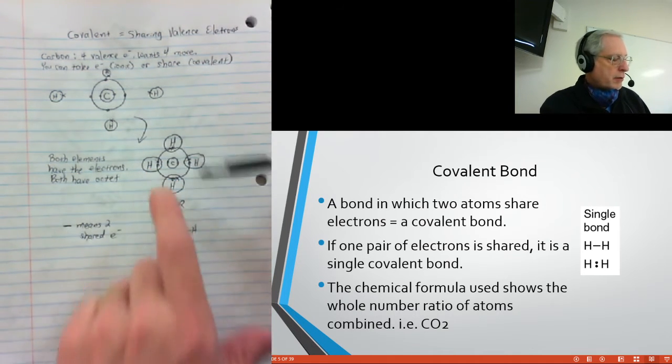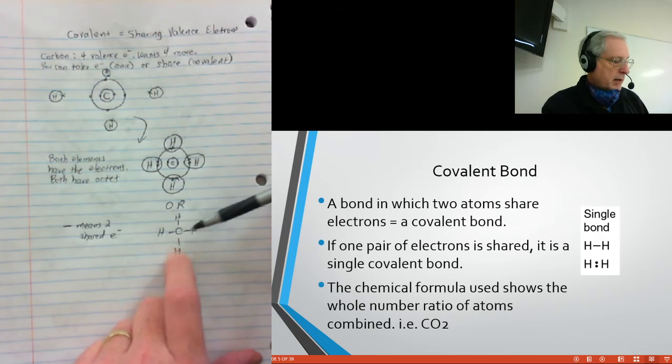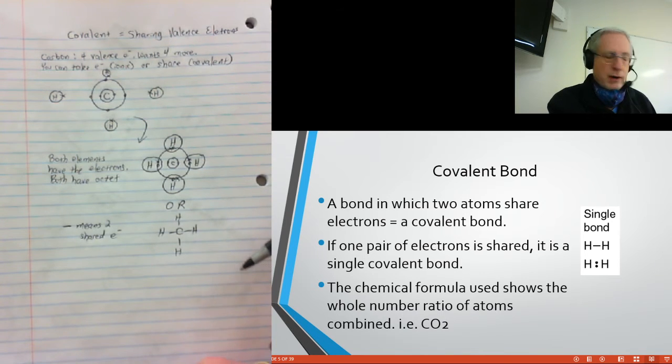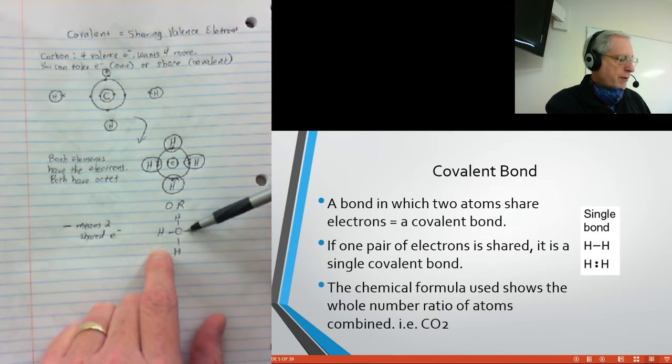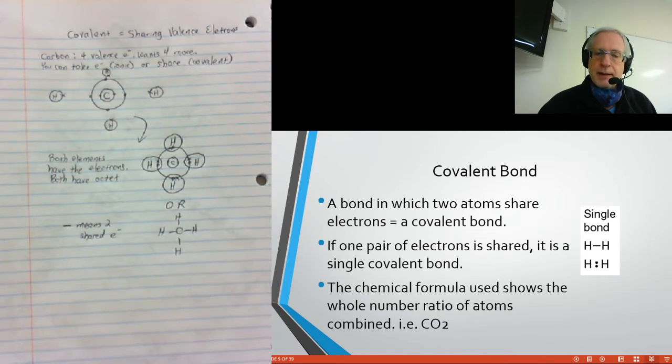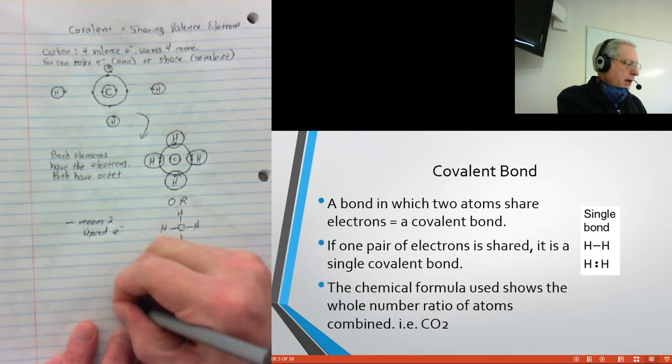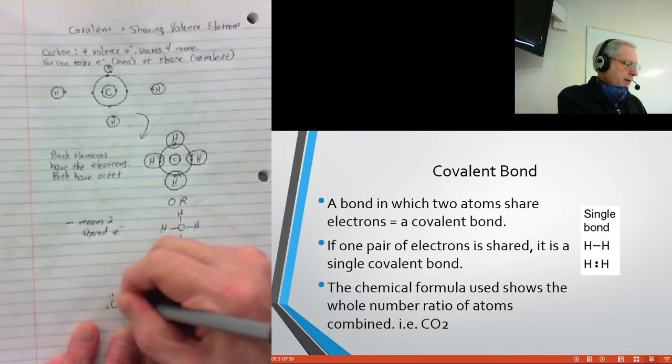Now you don't have to do it this way. You can just draw a line, and a line means 2 electrons are shared. So now carbon has 1, 2, 3, 4, 5, 6, 7, 8, and it's happy. I could also do carbon with oxygen.